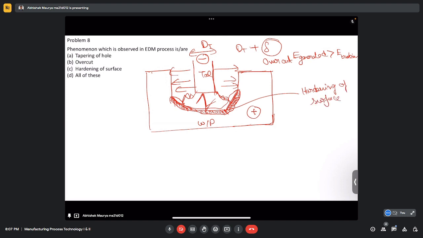Yes, so all these phenomena take place in electro discharge machining. So the correct answer is D. So let's move to the last problem. Please read the problem and you can give your response in the chat box.